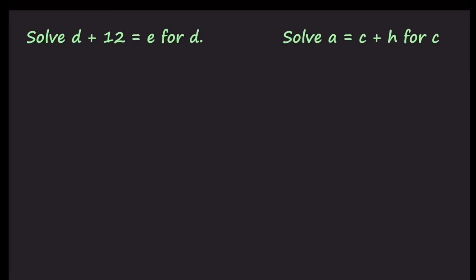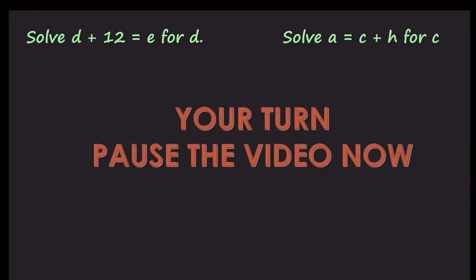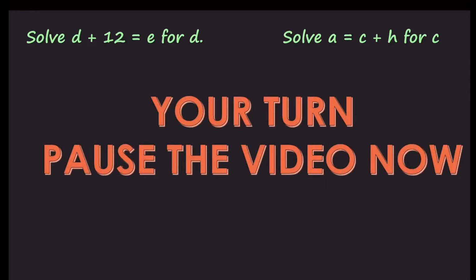So let's take a look at these. Okay, remember, keep those three steps. You have them written down. So I'm going to solve in this one for D. Do you notice how it says solve D plus 12 equals E for D? Okay. Solving for D. Pause and try on your own.